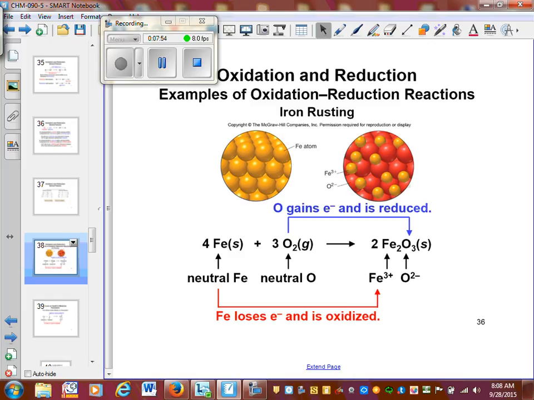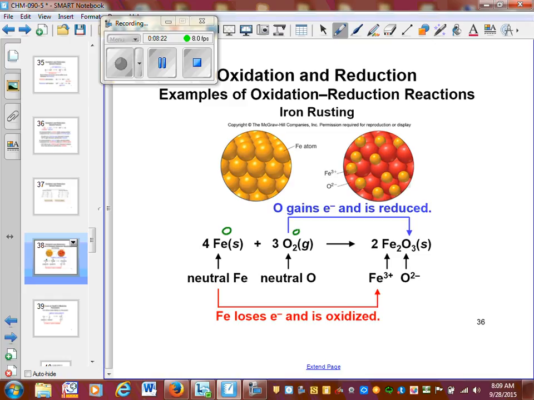Iron rusting is an oxidation process. Iron loses electrons. If we look at the compound here, iron, any element by itself has an oxidation number of 0. So iron has an oxidation number of 0. Oxygen by itself has an oxidation number of 0. Now we go and look at the compound Fe2O3.